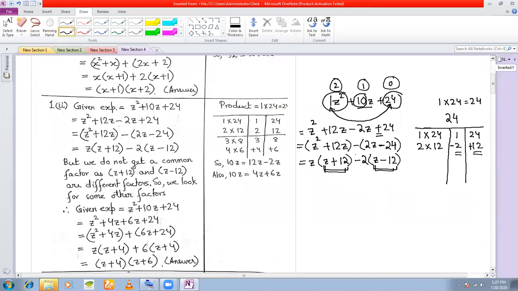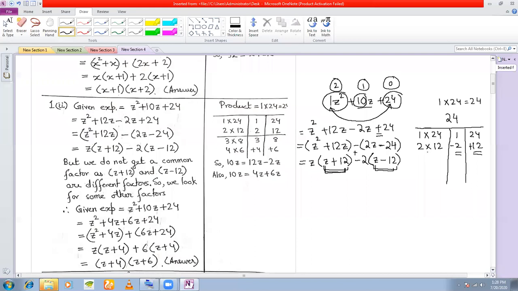And even if I introduce a plus sign here, still I will not get it. If I introduce a plus sign, I'll get minus z plus 12, which still is not your z plus 12, isn't it? That means this factor will not work. I will have to find some other factor. 2 and 12 will not work. So let us find other factors.